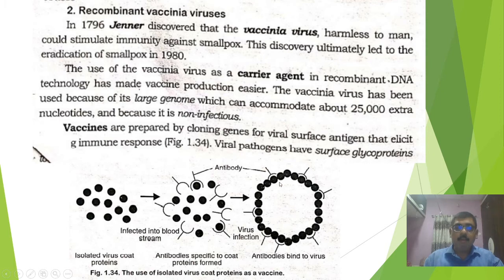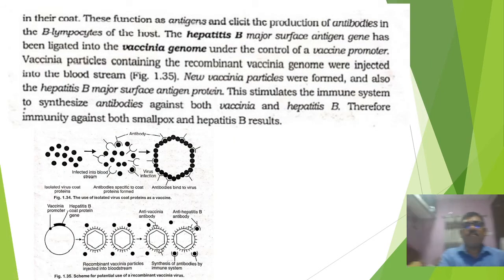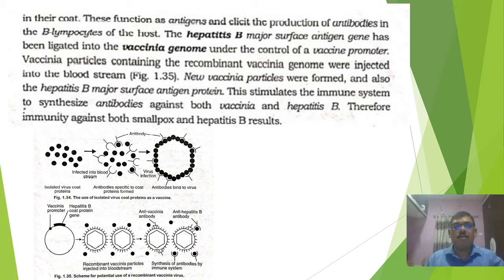This functions as an antigen and elicits the production of antibodies in the B lymphocytes of the host. The hepatitis B major surface antigen gene has been ligated into the Vaccinia gene. This is another method of how vaccine production can be done by using recombinant DNA technology.